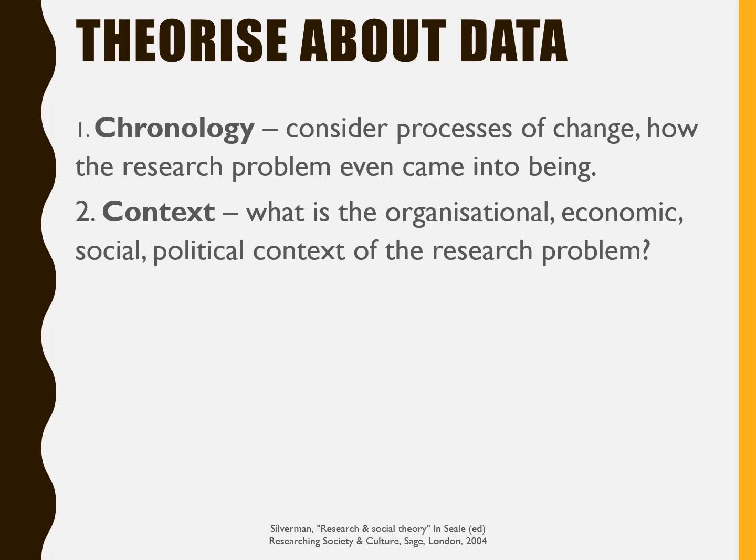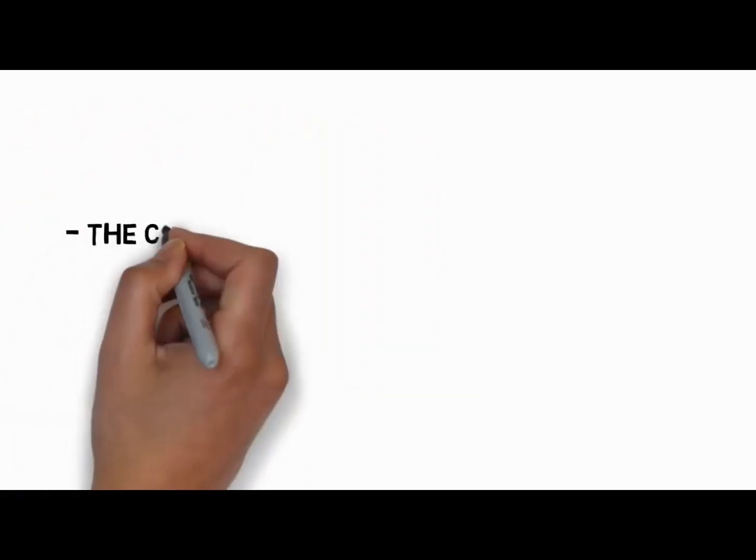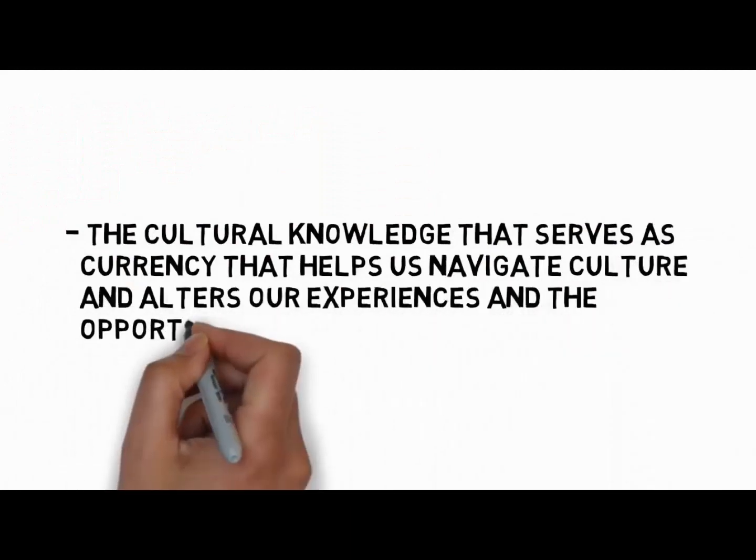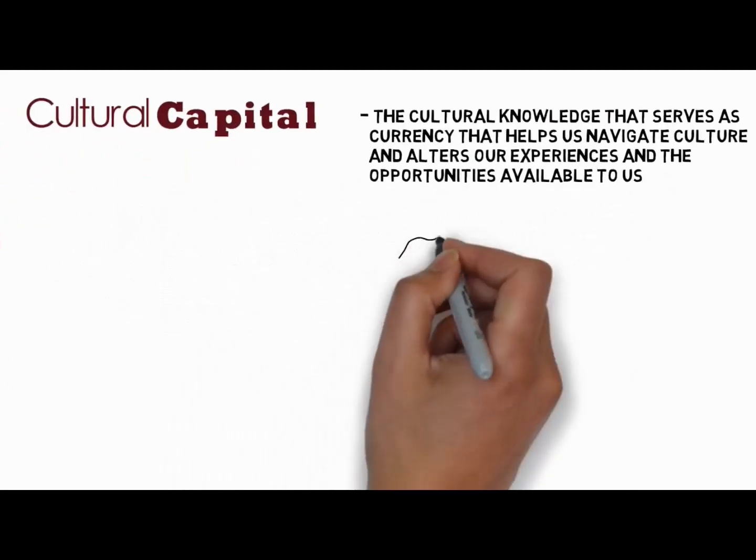When you do your background or literature review for your final essay, you'll probably discover some theories are used more than others in some fields of research. For example, Bourdieu is often used when thinking about intergenerational privilege and how difficult it can be for students from impoverished backgrounds to get into elite universities. Pierre Bourdieu, and cultural capital, is the cultural knowledge that serves as currency that helps us navigate culture and alters our experiences and the opportunities available to us.